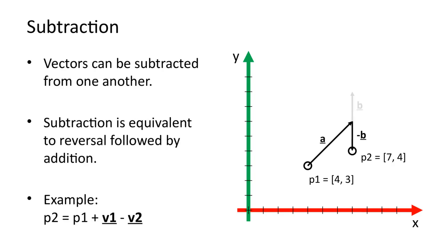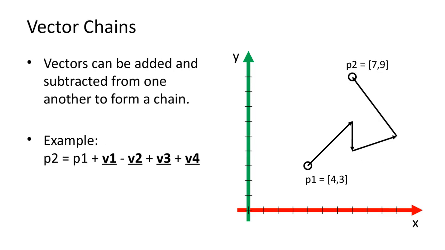This example starts at a point, adds a vector, and then subtracts a vector. It results in a new point. This example starts at a point and adds many vectors. It results in a new point. You can think of this as a chain of vectors, connected end to end.